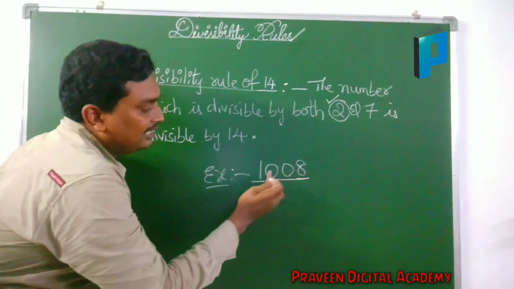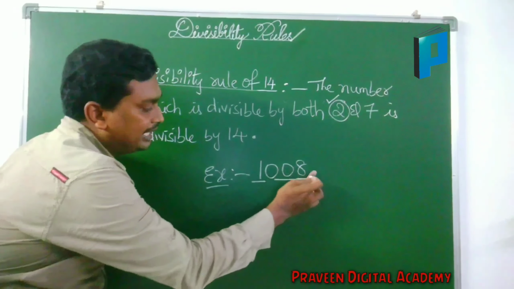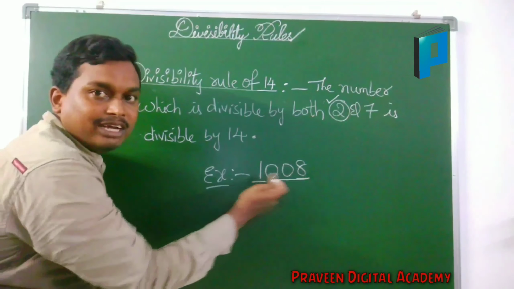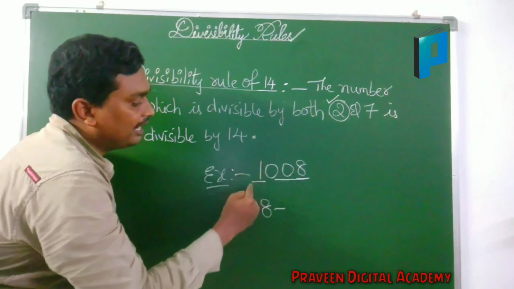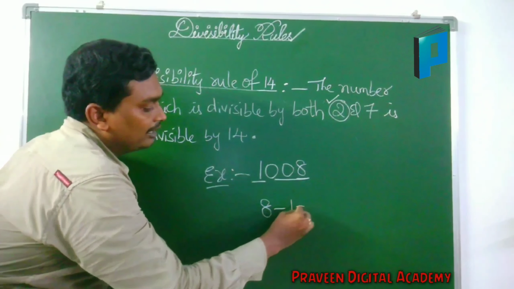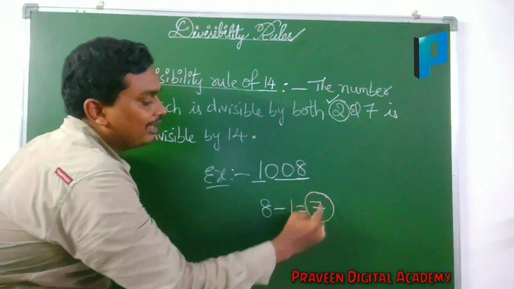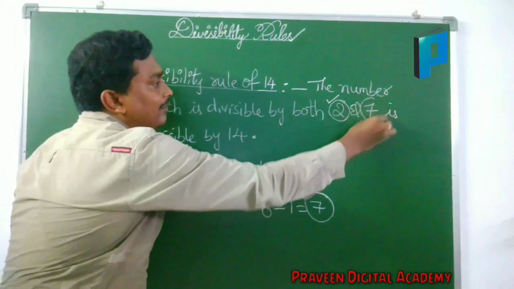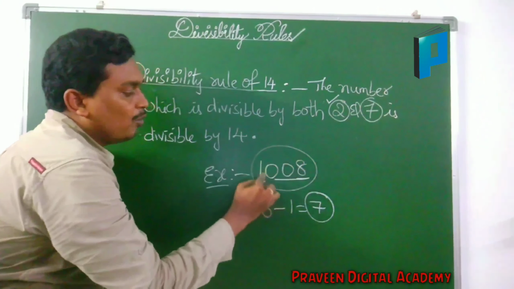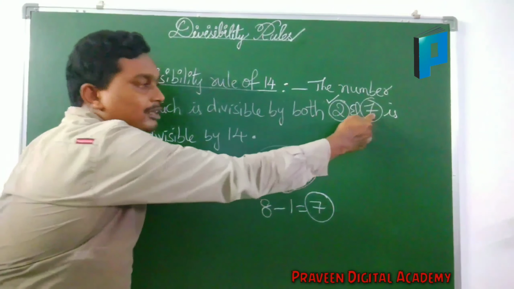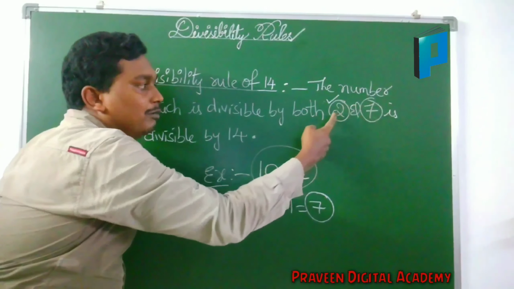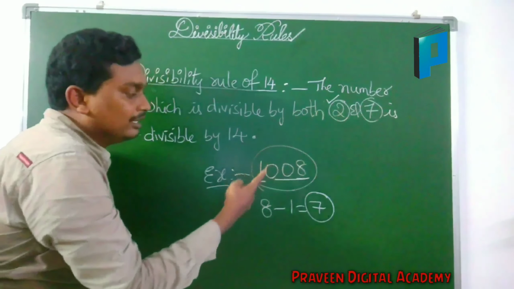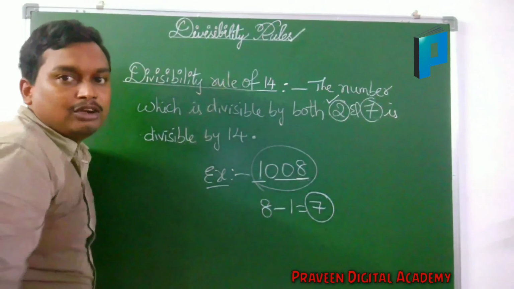Here what are the last 3 digits? 008 means 8, and the rest is 1. Which is the bigger one? 8 is the bigger one, so subtract 8 minus the rest, 1, which is 7. This 7 is divisible by 7. Therefore you can say this 1008 is divisible by 7. So this number is divisible by both 2 and 7, then the number is divisible by 14.